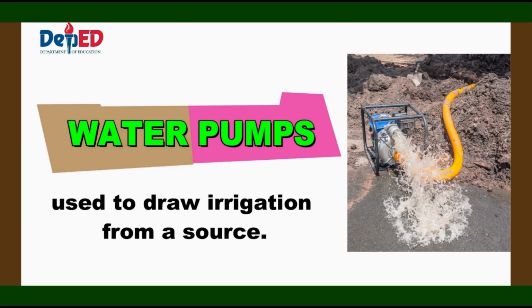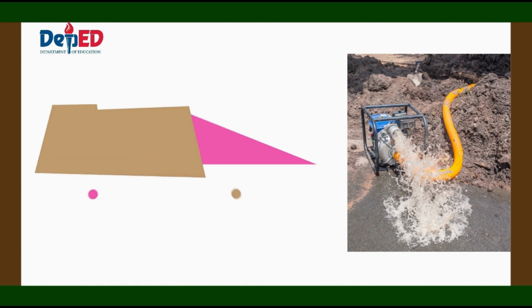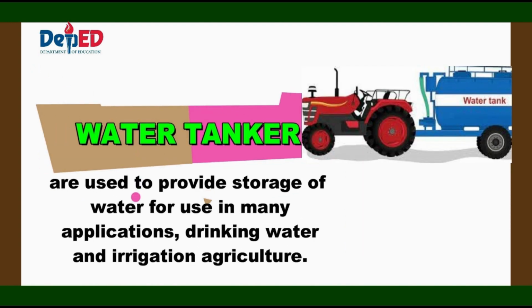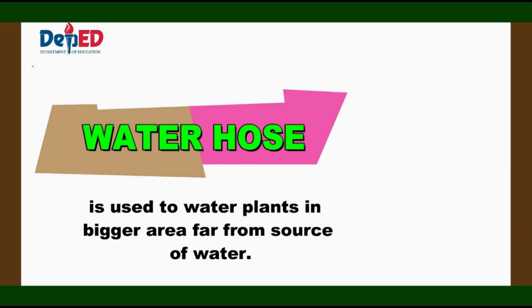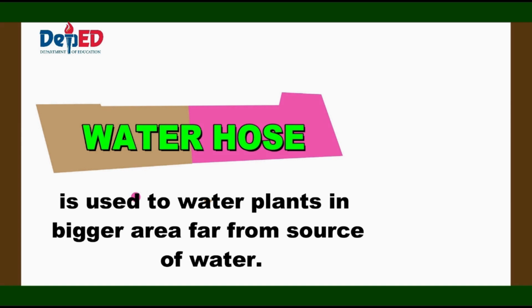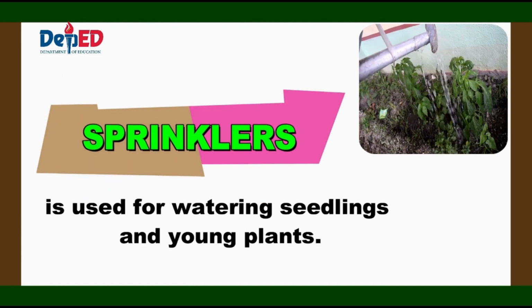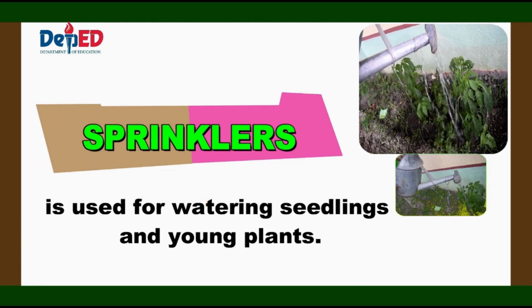Water pumps is used to draw irrigation from a source. Water tanks are used to provide storage of water for use in many applications, drinking water, and irrigation agriculture. Water hose is used to water plants in bigger area far from source of water. Sprinkler is used for watering seedlings and young plants.